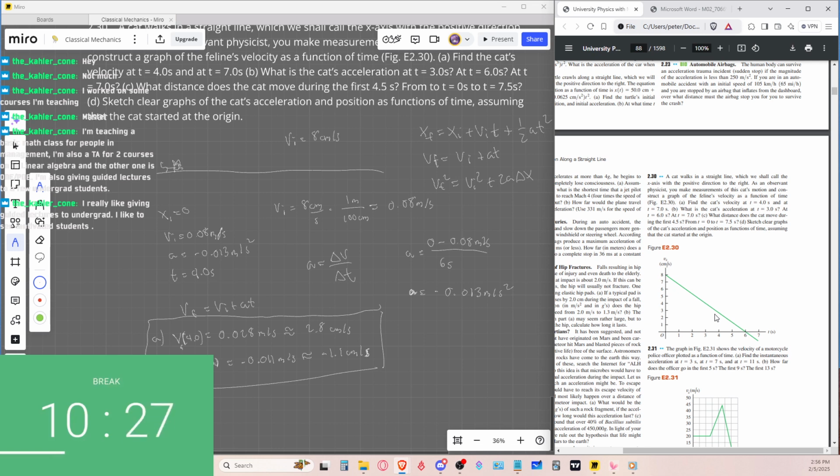Right now I'm trying to think about what the next step is here. The next part, problem B, asks: what is the cat's acceleration at t equals 3.0 seconds, at t equals 6 seconds, and at t equals 7.0 seconds? What's the distance the cat moves during the first? So we have to figure out the acceleration at those times.